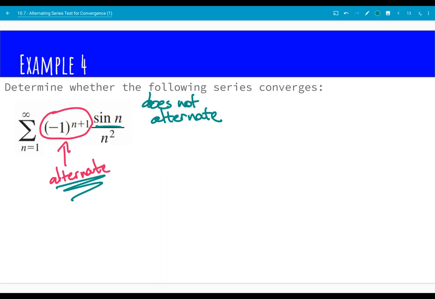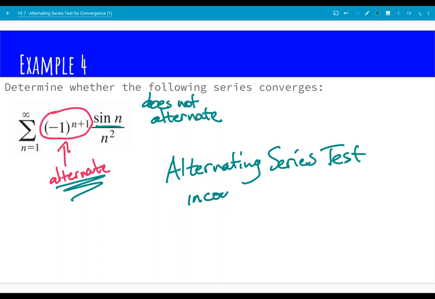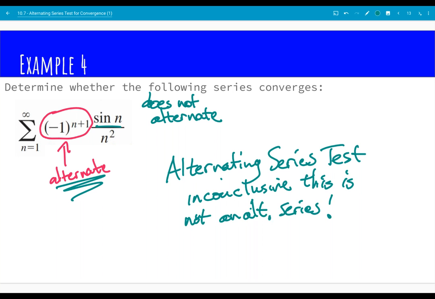This series does converge, but it doesn't converge because of the alternating series test. So the alternating series test is inconclusive here because it's not even an alternating series. So don't try to use the alternating series test on a series that's not an alternating series.